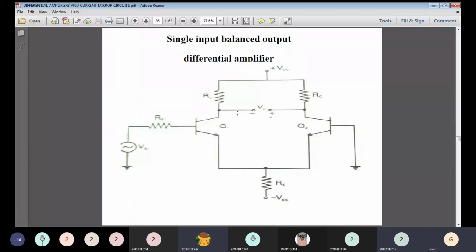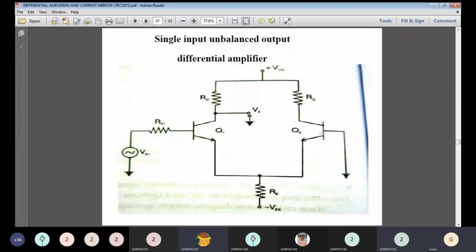The next case is a single input and balanced output. Even though we are feeding a single input to the transistor Q1, we are getting a balanced output from the collectors of transistors Q1 and Q2. The next one is the single input unbalanced output differential amplifier. Here there is only one input at one side of the transistor and only one output at the collector of the same transistor.